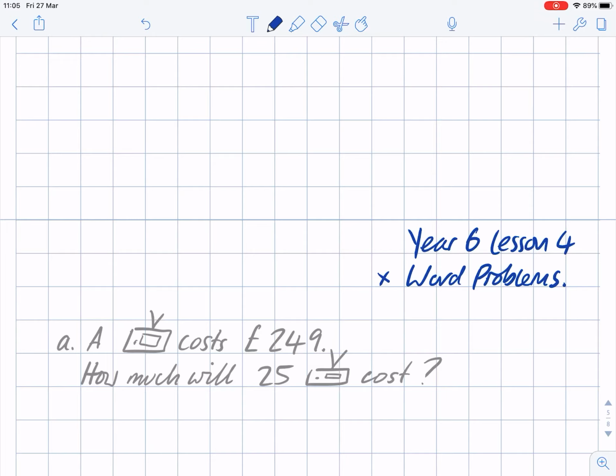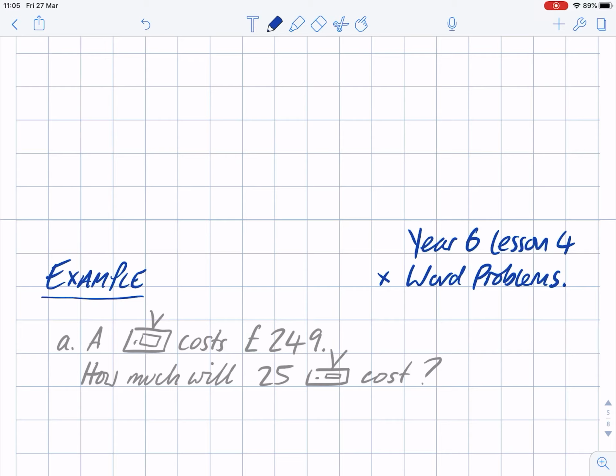The last lesson, we're focusing on multiplication before we move on to something else. This time we're going to do some word problems, okay? So I'm going to go through this example nice and quickly, and then you guys are going to have a go working through some word problems.